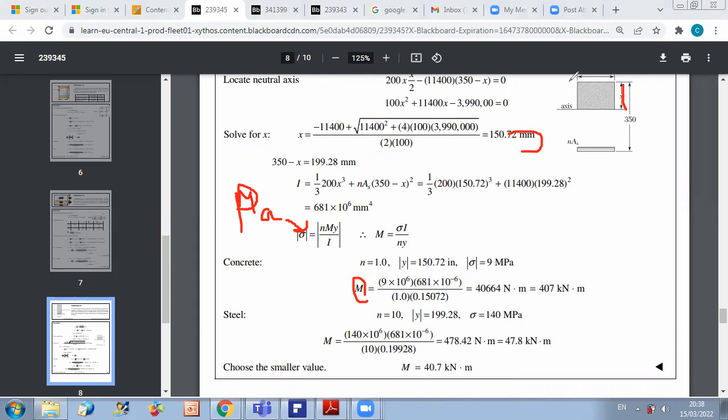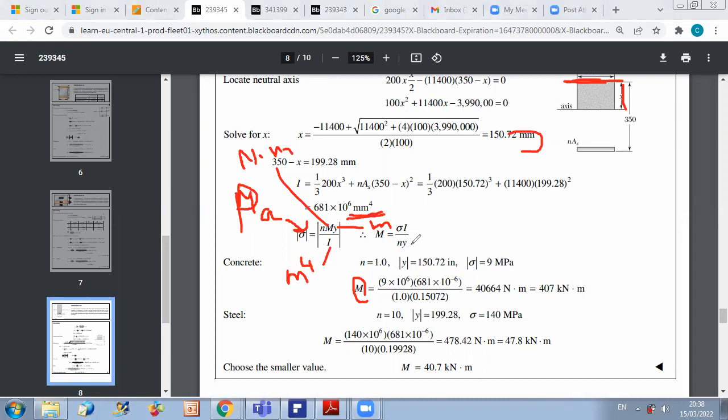Y is, as we discussed together, x, because we are considering the maximum stress. The maximum stress will take place at the top level. So sigma max will correspond to Y equal to x. And the I value was calculated in millimeter 4. You should provide it now in meter 4, and of course Y should be in meter, so that your bending moment value calculated will be in Newton meter. Okay, so M is equal to sigma I over N Y.